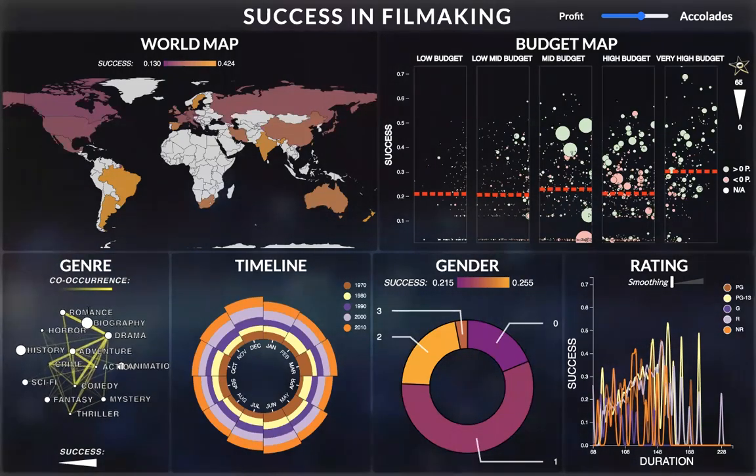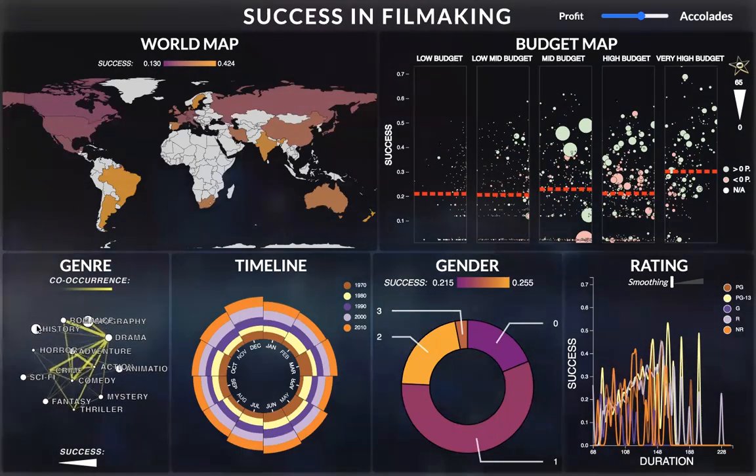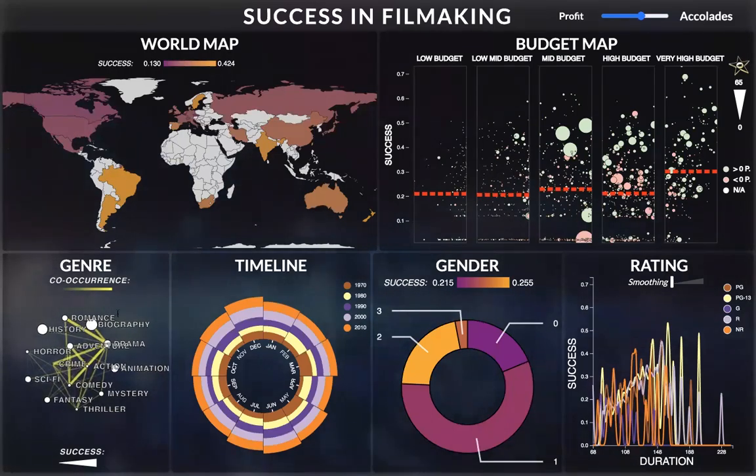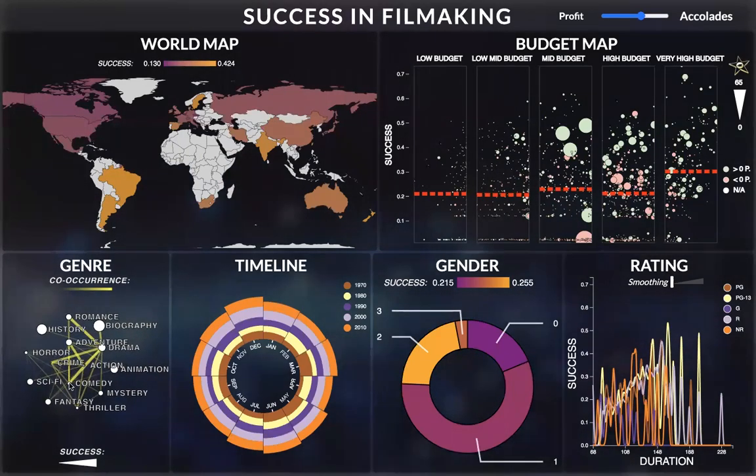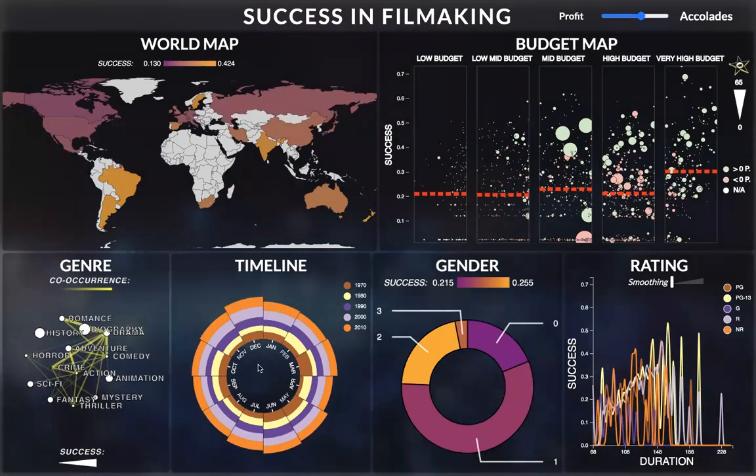The genre plot is a force directed graph where the size indicates the success, and the links' width and opacity dictate the co-occurrence. That means two genres that appear frequently together. In this, action and adventure seem to be together a lot. Drama, comedy, and romance appear together a lot. So the strong links are the ones that generally have a stronger opacity and width.